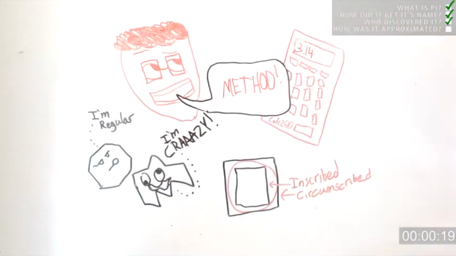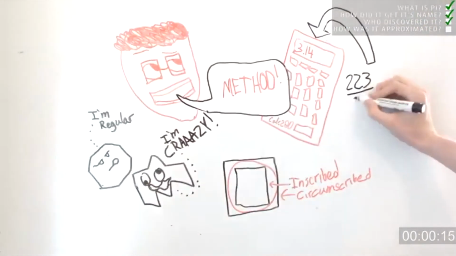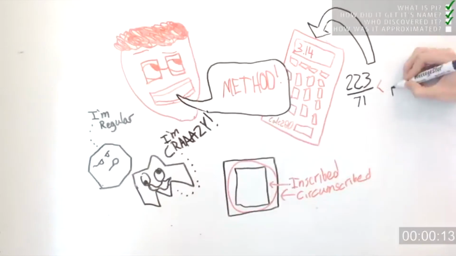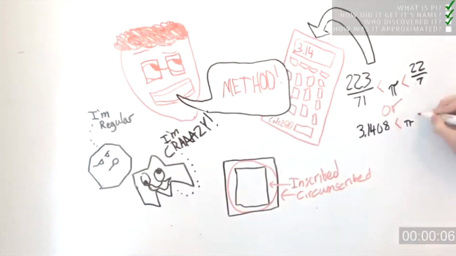By calculating the perimeters of these polygons and then dividing that number by the diameter of the circle, he proved that 223 divided by 71 is less than pi is less than 22 over 7, or 3.1408 is less than pi is less than 3.1429. This was a method of solving for pi that is accurate up to 2 decimal places. Both the upper bound and lower bound numbers contain 3.14.